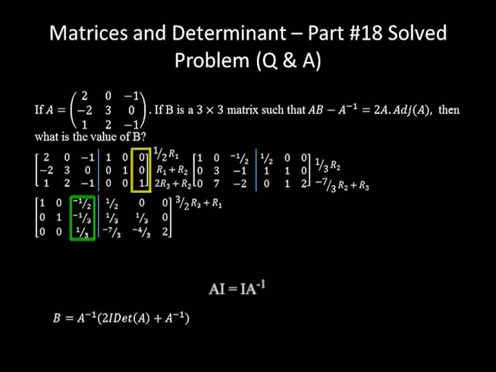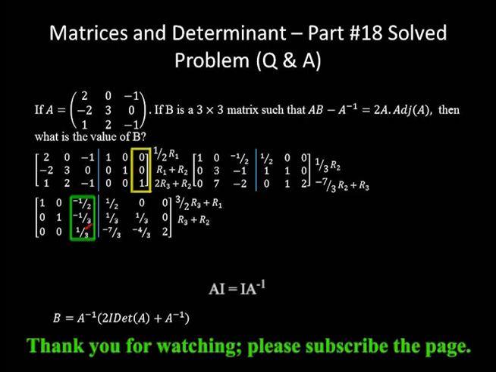Thus, the formula that can convert this 1 over 2 to 0 is 3 over 2 times row 3 plus row 1. To convert this negative 1 over 3 to 0, we can add it with this 1 over 3. Hence, we can use the formula row 3 plus row 2 to convert this negative 1 over 3 to 0. To convert this positive 1 over 3 to 1, we have to multiply row 3 by 3.